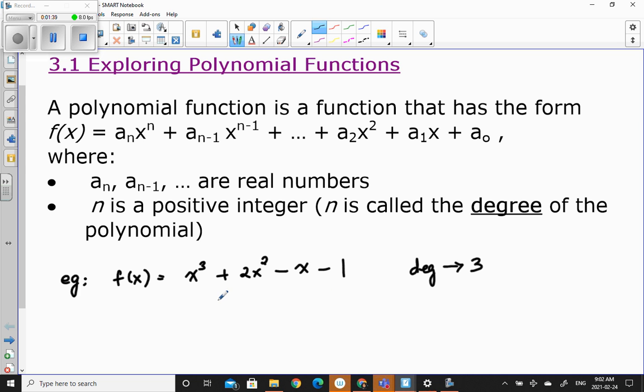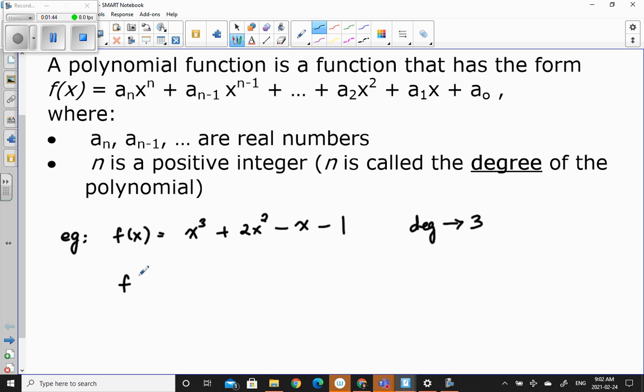You can also have, for example, a function like f of x equals x squared plus 1 over x. Here, the degree of this term is 2, but the degree of this one is negative 1, because when you bring this up, it becomes x to the power of negative 1, and negative 1 will not satisfy the fact that n should be a positive integer. Therefore, this is not a polynomial. Okay, so the degrees must always be positive integers. So this one is not a polynomial function.